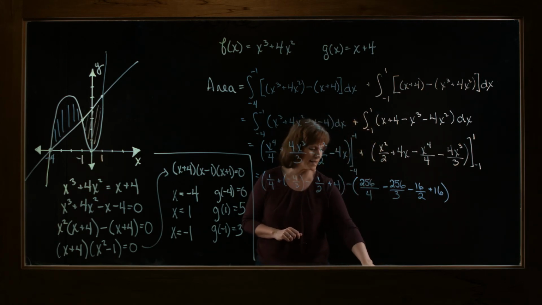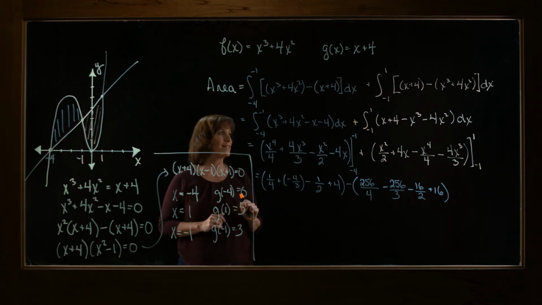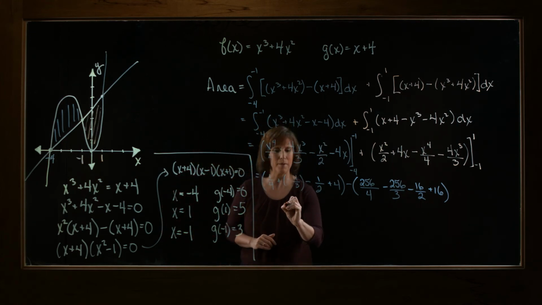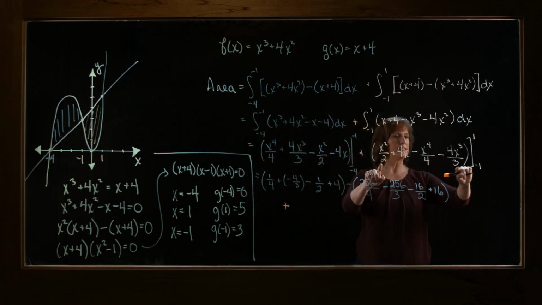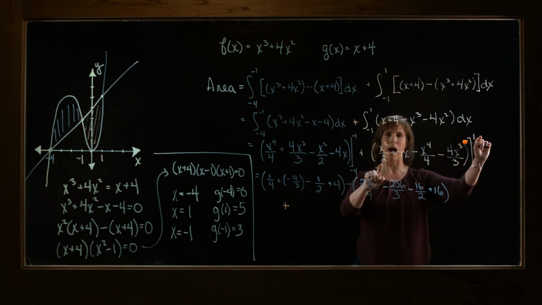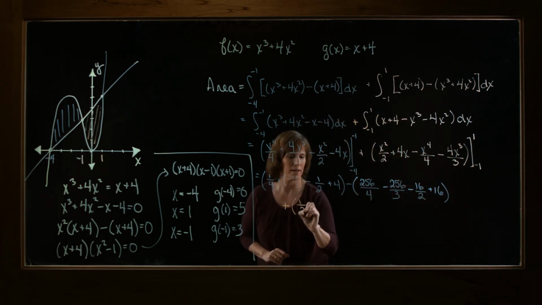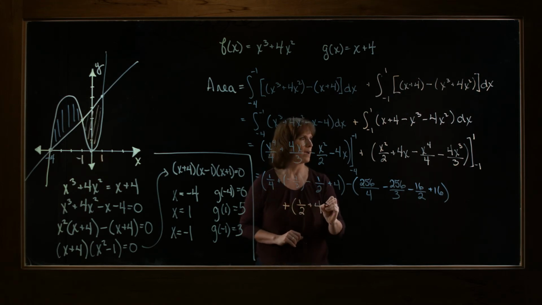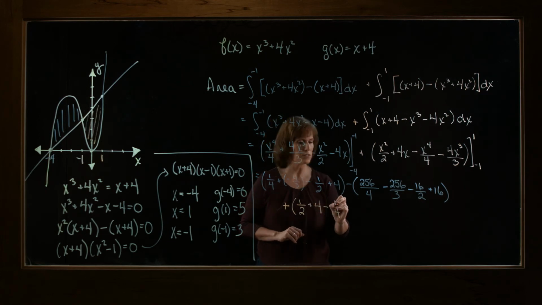All right, I'm still not done yet. That was just the first piece. Now I've got to work on the second part. So I'm going to be adding this integral when it's evaluated from -1 to +1. Again, I'll start with the upper limit and plug it in. So I'm going to have 1/2 plus 4 minus 1/4 minus 4/3.